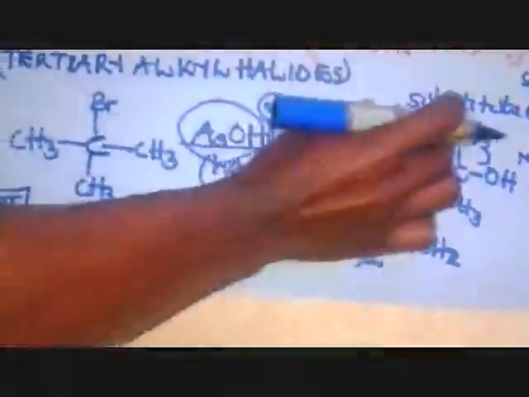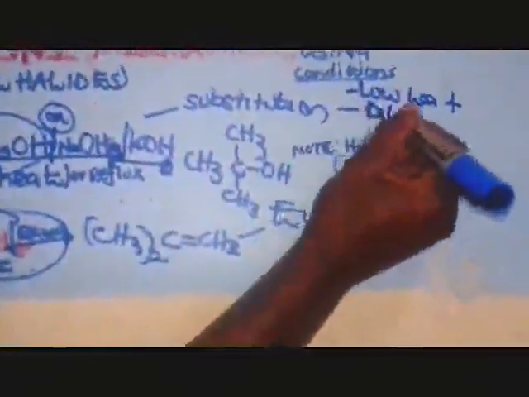These ones are taking us to substitution, these ones are taking us to elimination. Actually, this one we shall be eliminating. This one is an elimination reaction. And we are saying here the heat must be low. The condition which we are going to talk about for substitution is low heat or temperature, and the sodium hydroxide must be dilute sodium hydroxide, don't forget that.